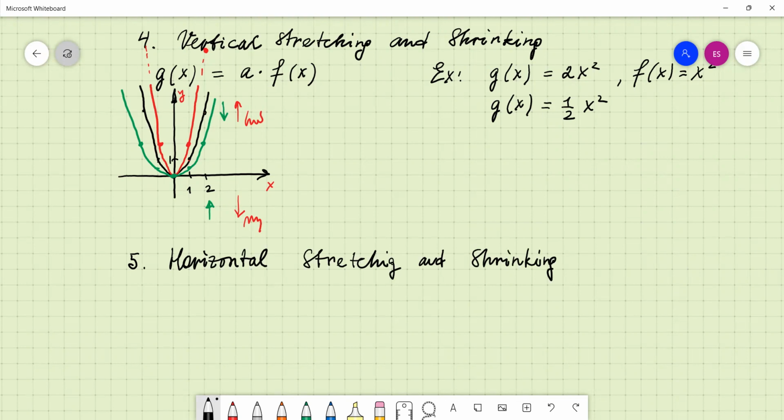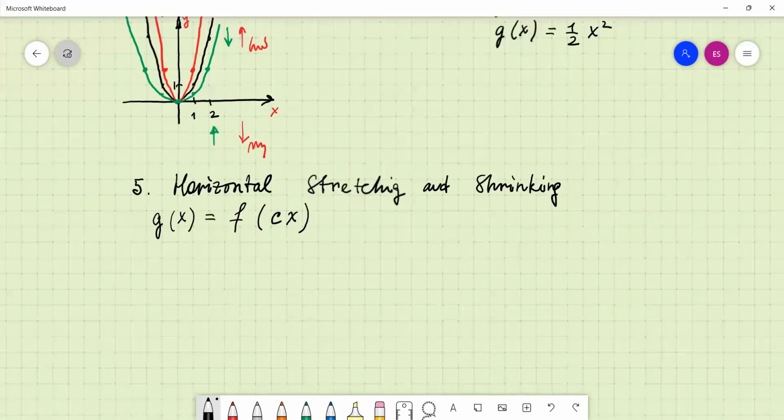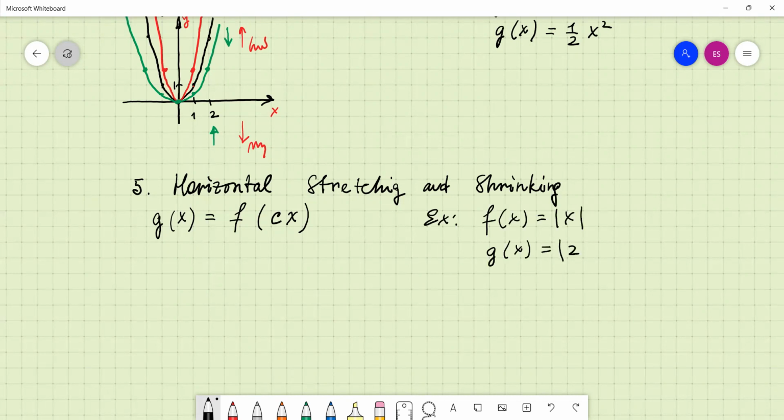For horizontal stretching and shrinking, we are going to, as usual, manipulate the argument. We are going to multiply the argument by a number. Well, here, everything is going to be a little bit more complicated. And again, I don't suggest you memorize this. You rather look at the function and see how it's going to behave. My original function here is going to be the absolute value of x. My new function, g of x, is going to be the absolute value of 2x. Let's see how it's going to work.